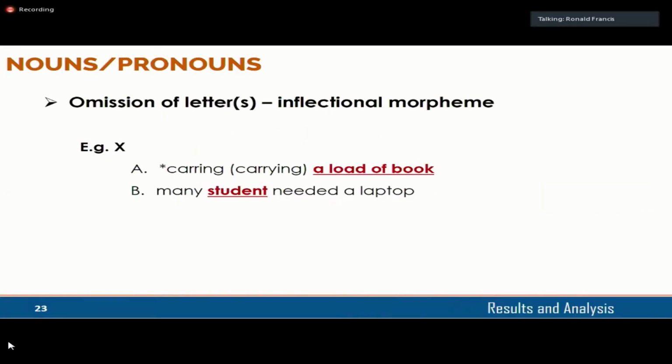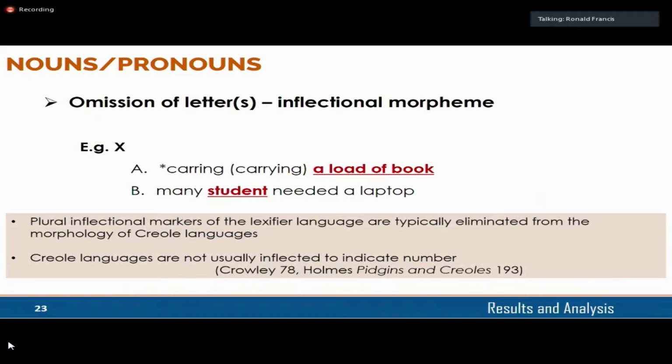Spelling has implications for other things. I don't know why I label that example X there, but it has even implications for syntax, for example. You have the omission of a letter or letters, where the letter is part of the inflectional morphology of English. So "a load of book" instead of "a load of books." And it's well documented, Crowley and Holmes, Pidgin and Creole, even before I was born, spoke about the fact that Creole languages are not usually inflected to indicate number. I mean, I'm preaching to the choir when I say things like that. So plural inflectional markers of the lexifier language are typically eliminated from the morphology of Creole languages. So "many student needed a laptop," that S is deleted, instead of "many students needed a laptop," for example.